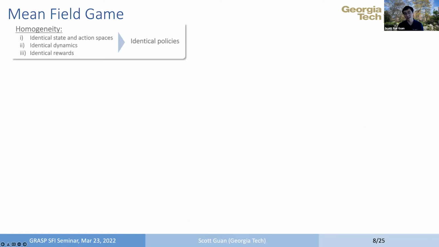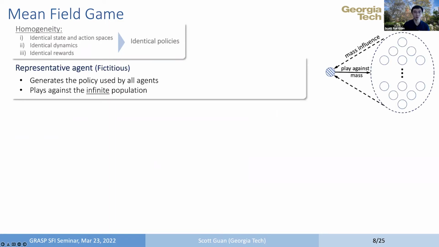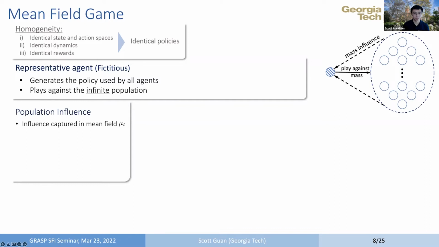So previously, we also argued that from the symmetry or the homogeneity of the system, we can assume that all agents are going to use the identical policy. As a consequence, we want to introduce a fictitious representative agent that is responsible for generating the identical policy for all agents. And we will let this representative agent play against the infinite population. So the influence the infinite population has on this representative agent is basically characterized by this mean field.